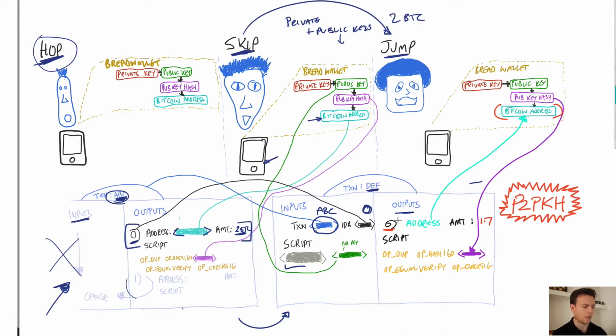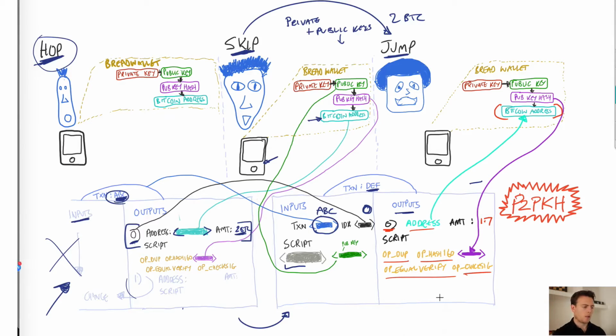So apologies for that. But so the amount, let's say, is 1.7 bitcoins, and it's in position 0. The address is Jump's Bitcoin address, and the locking script, in this particular type of transaction, is a pay to public key hash transaction, which is effectively pay to someone's Bitcoin address. It's OP_DUP, OP_HASH160, OP_EQUALVERIFY, and OP_CHECKSIG, right?